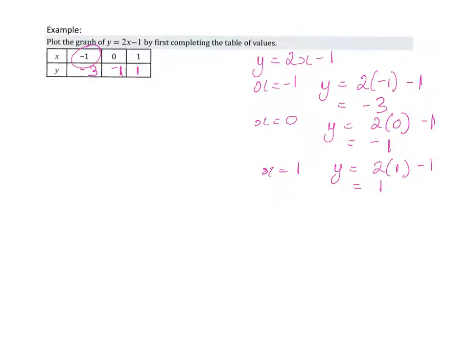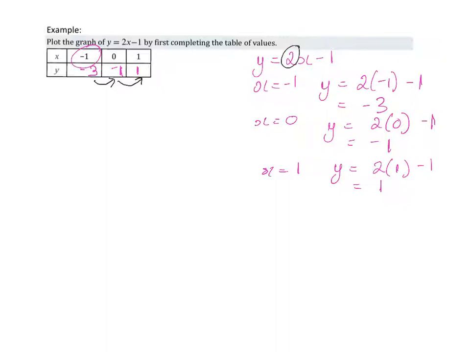Now, there's a couple of things I want to point out here. We can see from our rule that our gradient is 2, which means we're going up 2 and across 1 each time. Well, have a look at our y value. What's happening here? If I go from minus 3 to minus 1, I'm going up by 2. Minus 1 up to positive 1, I'm going up by 2. So if you know what your gradient is, as your x values go up by 1, your y values are going up by 2.